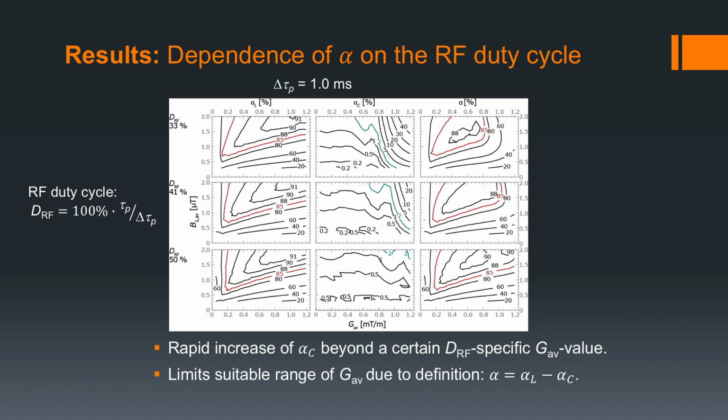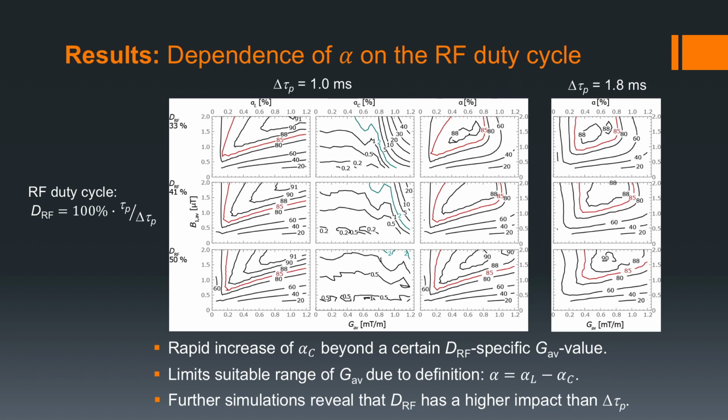However, for DRF of 50%, alpha C exhibits no significant dependence on G-average. Thus, the resulting conditions are similar to the unbalanced Pseudo-Continuous mode. Furthermore, the very same behavior can be seen for other interpulse intervals. Here an example for a delta tau p of 1.8 milliseconds is shown. This reveals that DRF has a higher impact on the labeling efficiency than delta tau p.